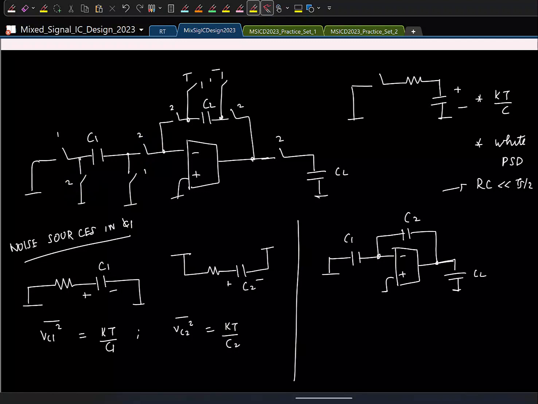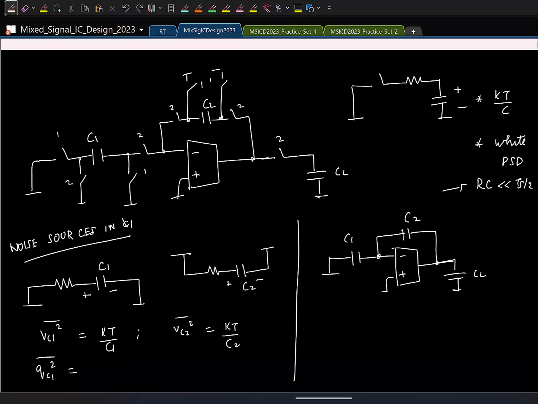C1 already, okay, if this is voltage across C1, let's also write the charge, right? What is the mean squared value of the charge? C1 squared, kT C1. Okay, this time C1 squared. Similarly, the charge in C2 is kT C2. Okay. So in phase 1, capacitor C1 has sampled some charge.